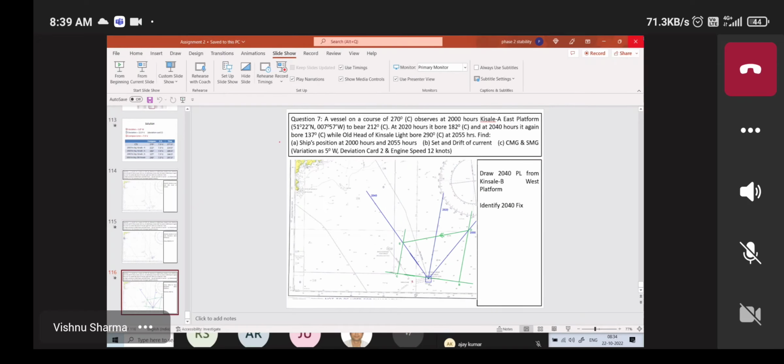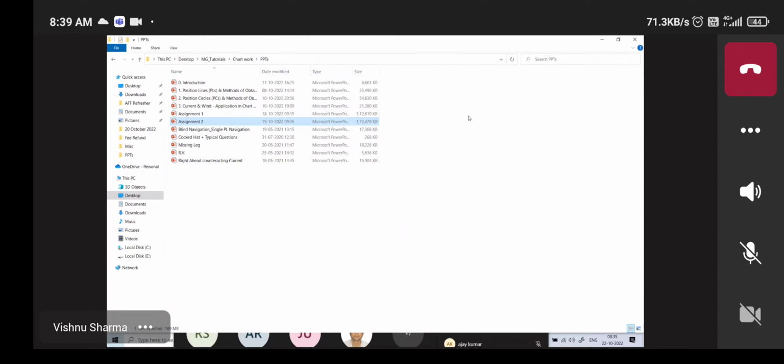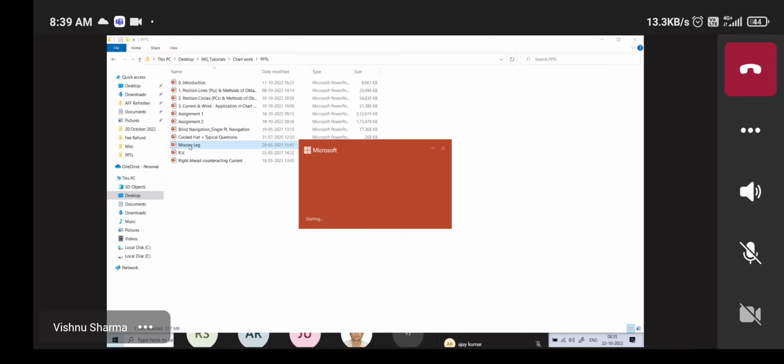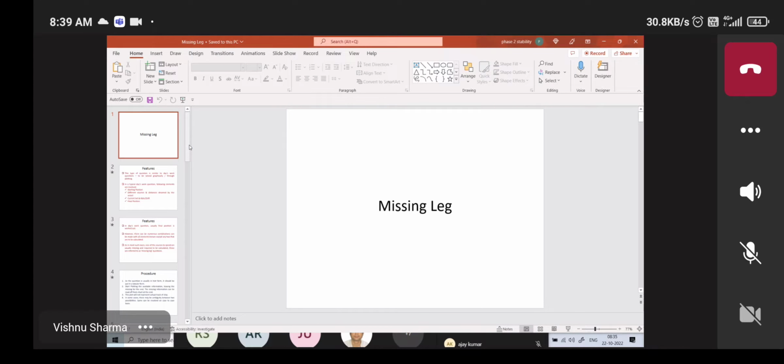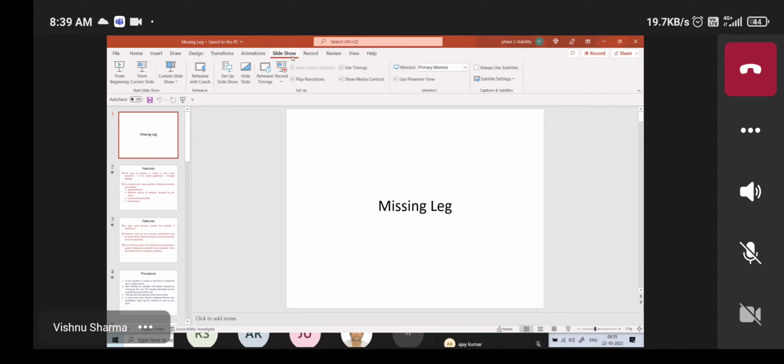Okay. So that takes care of this thing. Now I'll take a very simple thing. First I will take, what can I take? Missing leg. Okay, let me take missing leg first. Beta, what is missing? Now you'll say what is missing leg? Missing leg is a name given to it, just for the sake of easy remembering.